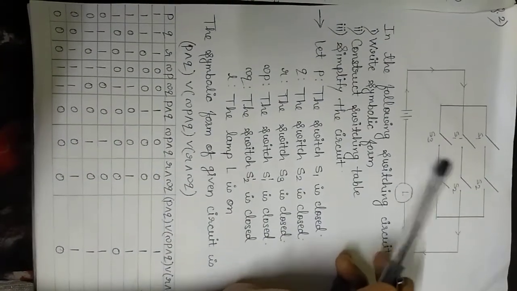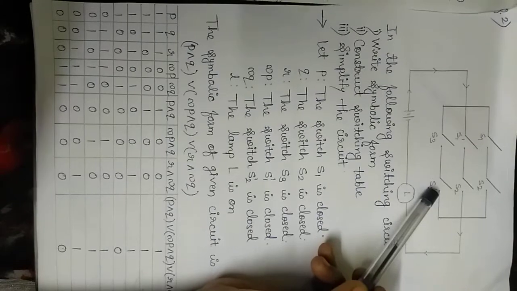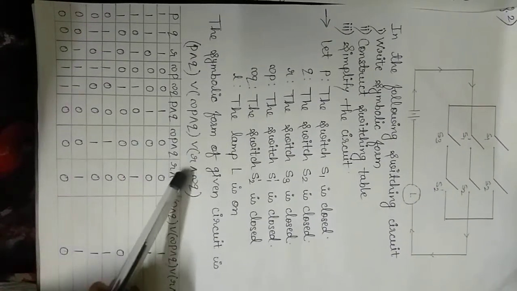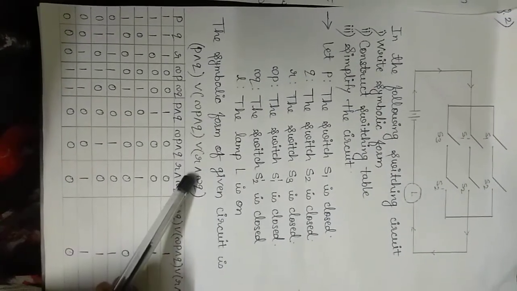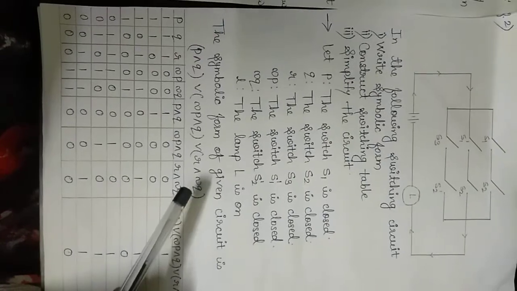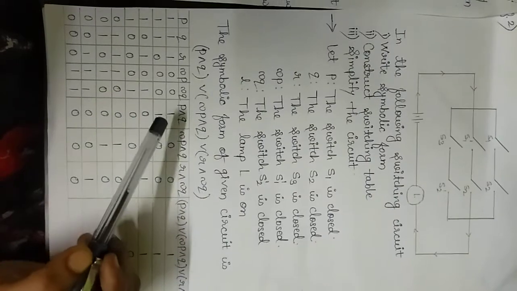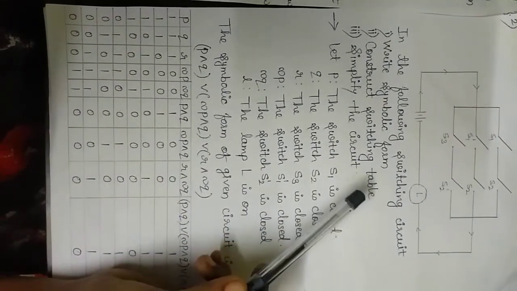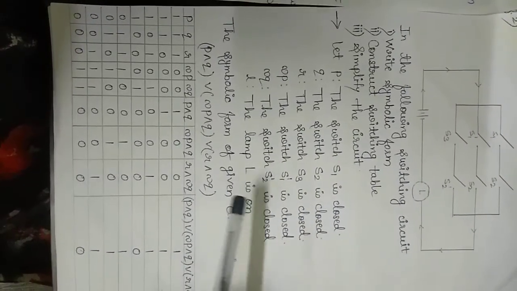Again we have parallel connection, so OR. Then S3 and S2 dash are connected in series, so here we will write R and negation of Q. So this is nothing but our logical expression, or we can say the symbolic form for the given circuit diagram. Now second question is construct the switching table. That means we want the input output table for this.